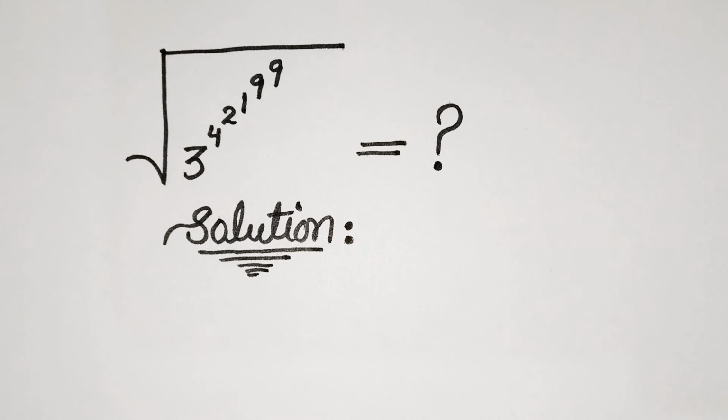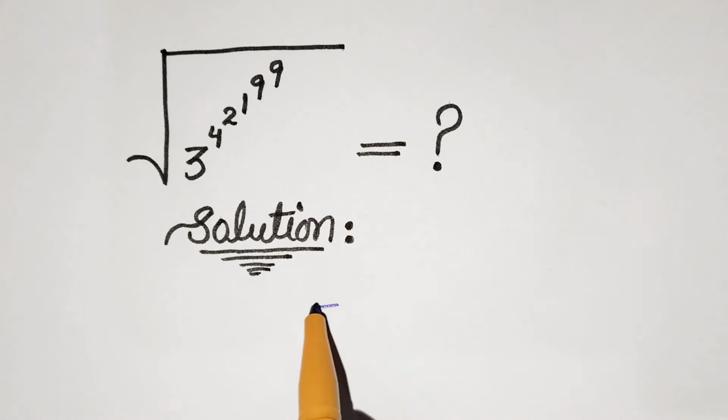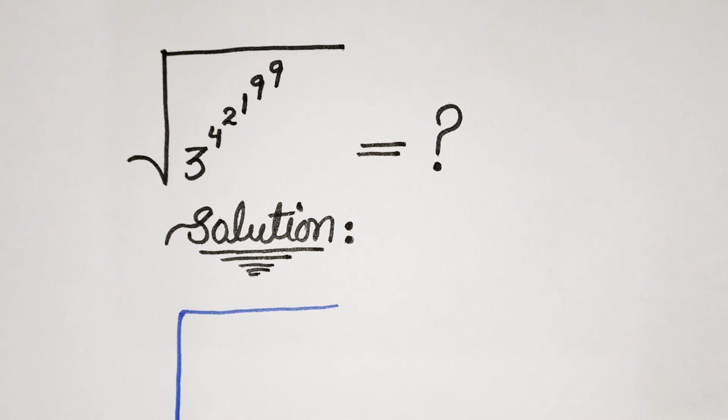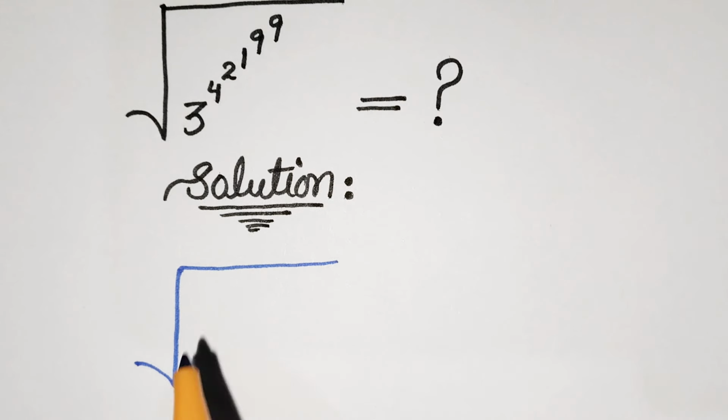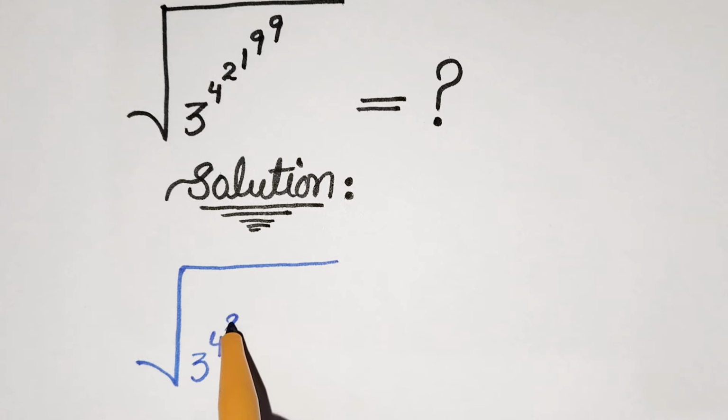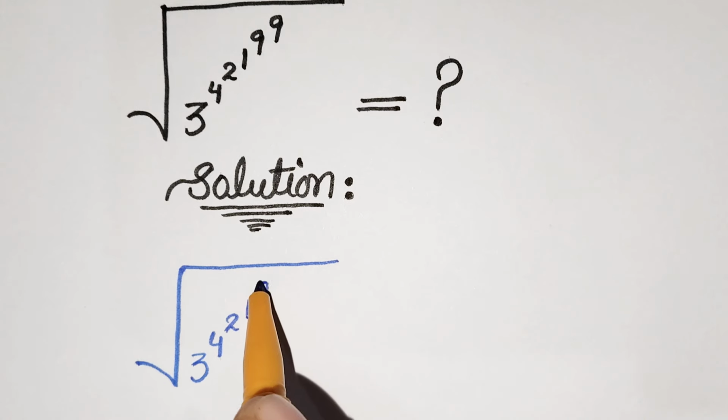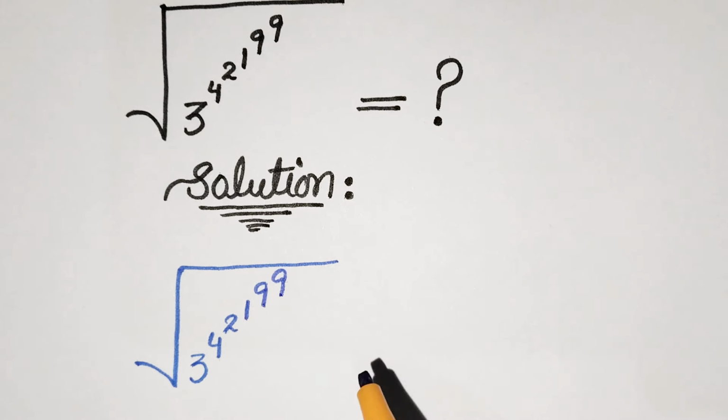Today we have a very tricky mathematics question. So now we are going to solve this. First of all, the square root of 3 raised to the power 4, then to the power 2, to the power 1, to the power 9, and then power 9.